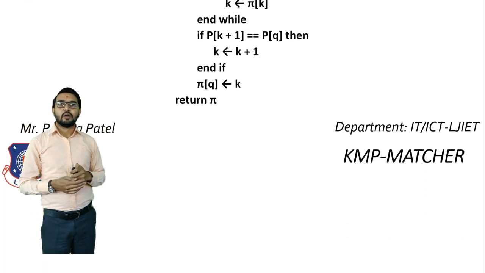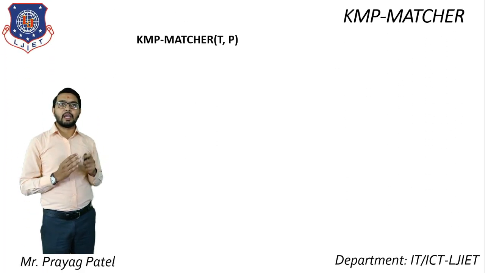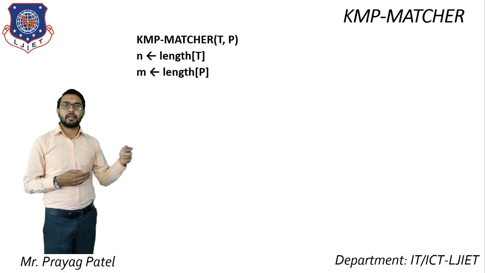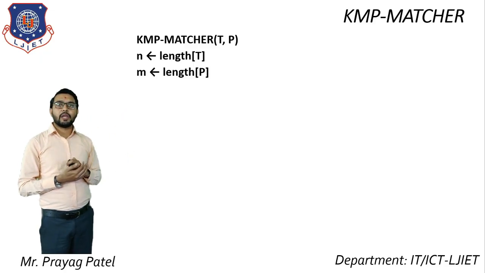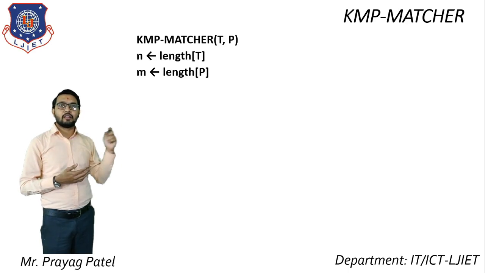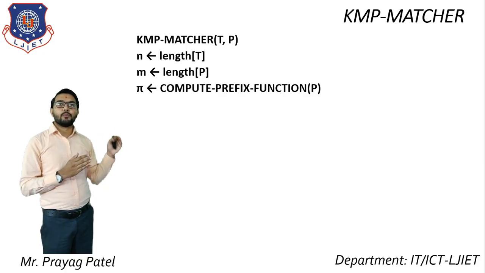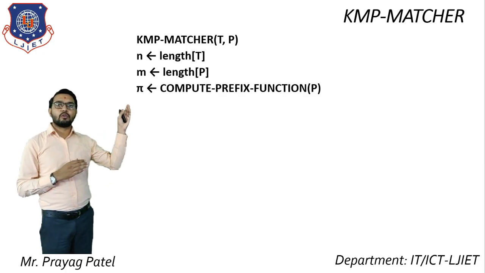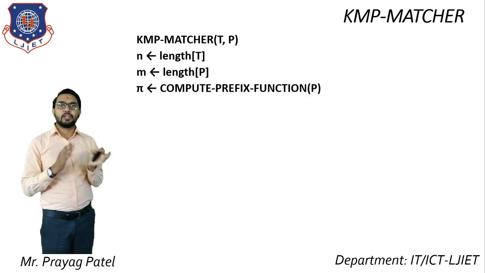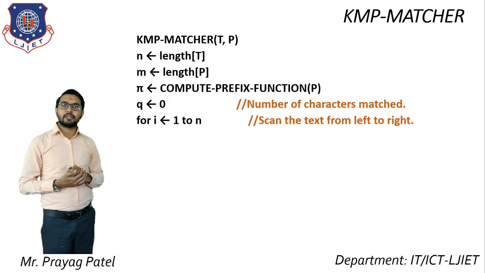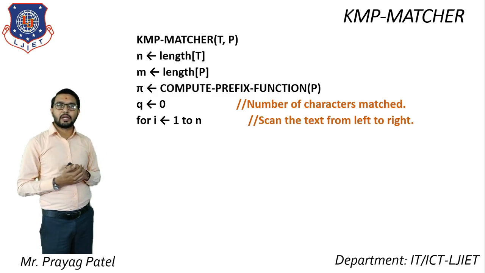Now consider the second algorithm, KMP matcher, means matching your text with your pattern using the pi table. KMP matcher takes T and P, T as the text and P as the pattern. n means length of text, m means length of pattern. Now pi means compute prefix function of P, which we already found using our previous algorithm. This is considered as the pi table. Now q equal to 0 means the number of characters matched. q stores the number of characters matched.